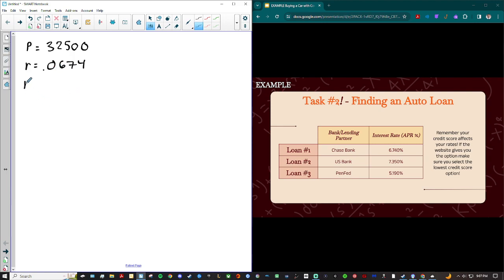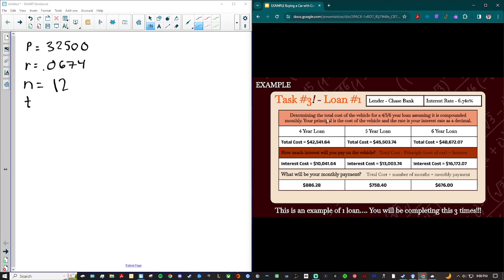Our N for all of our loans is going to be 12. We're going to be compounding this loan 12 times per year, so monthly. And lastly, we need our time. Now, I said for this first example, I'm going to do the 4-year loan, so my time is 4. Okay, when you do the 5-year loan, T will be 5. When you do the 6-year loan, T will be 6.